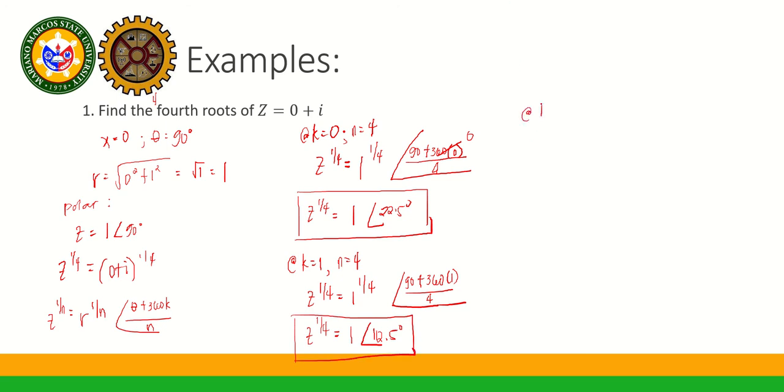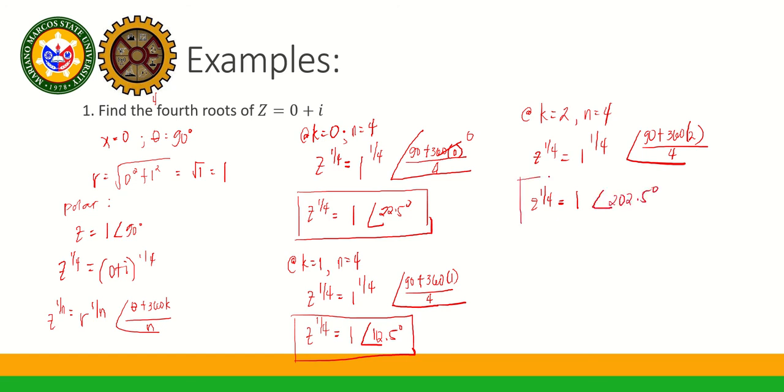So at k is equal to 2, n is still equal to 4, then z raised to 1 fourth will be equal to 1 raised to 1 fourth angle 90 plus 360 times k, which is 2, all over 4. So our third root will be equal to 1 angle 202.5 degrees. So this will be our third root.